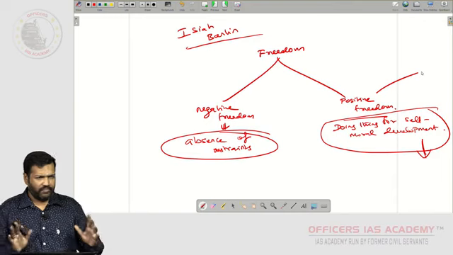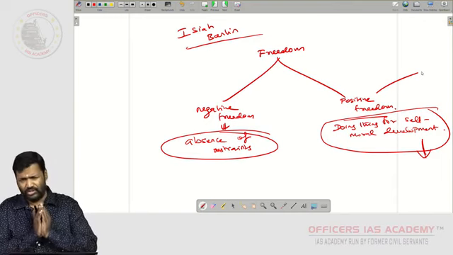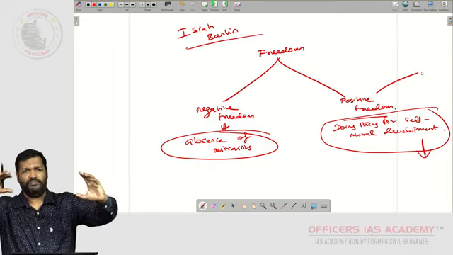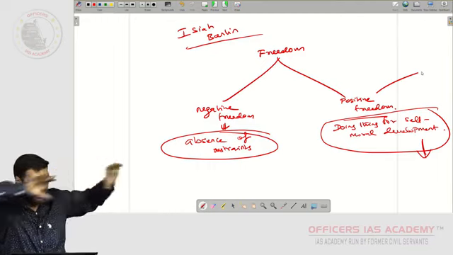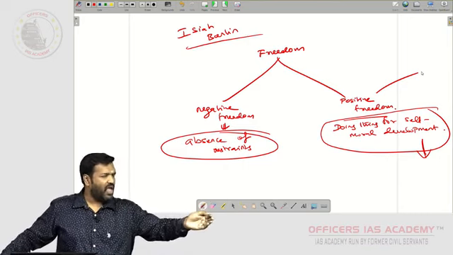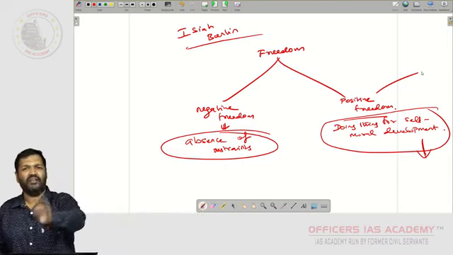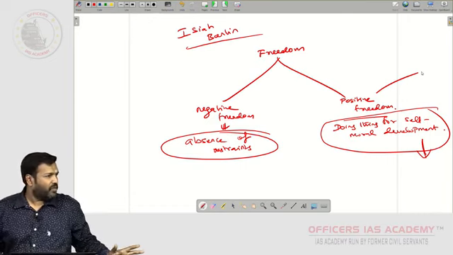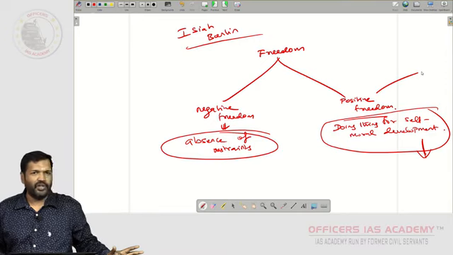Right, okay. Any doubt in this? Freedom, negative freedom, positive freedom. How different thinkers have said about freedom, Indian thinkers, the Western thinkers, and how finally Berlin comes and classifies freedom. Any doubt in this? Any doubt?